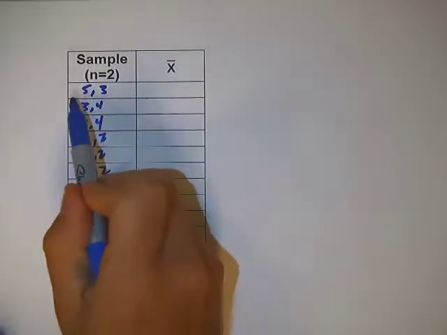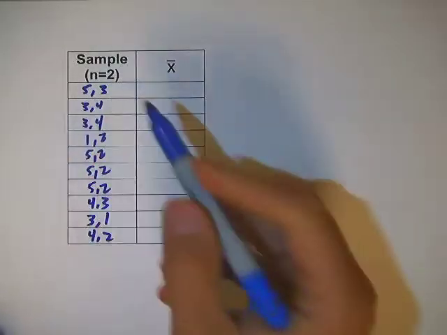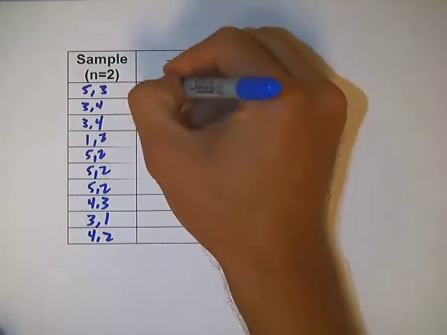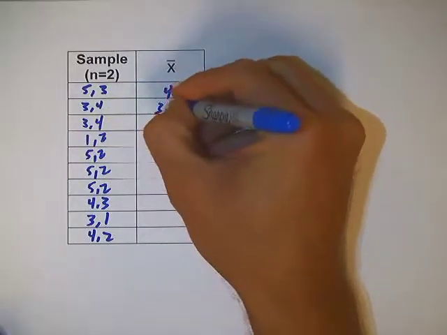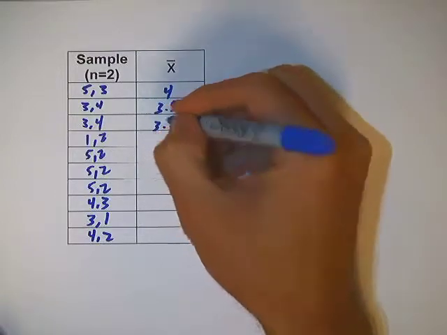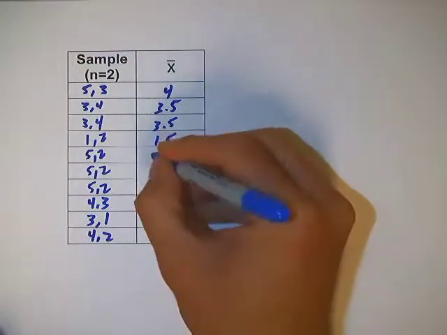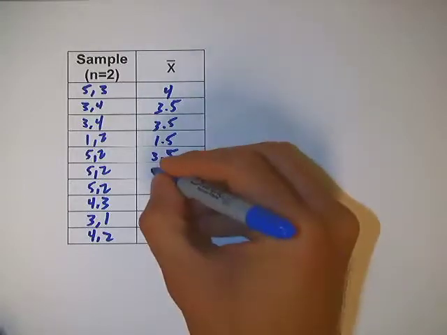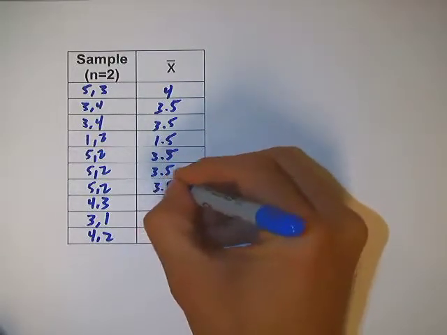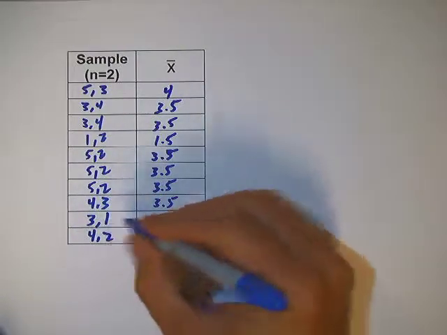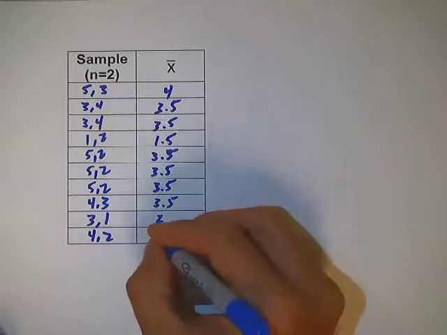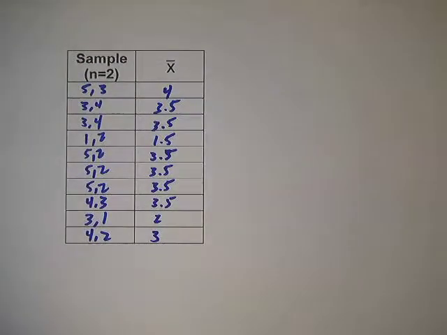Basically we just have to add them up and divide by 2. So 5 plus 3 is 8, divided by 2 is 4. 3 plus 4 is 7, divided by 2 is 3.5. 3.5, 1.5, 3.5, 3.5, 3.5, 3.5. That would be 2, and this would be 3. All right, so this gives me a small distribution of sample means.